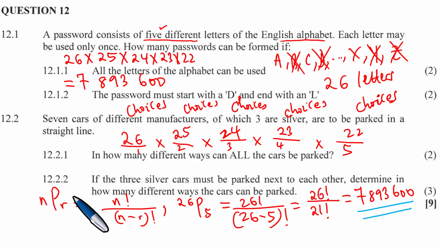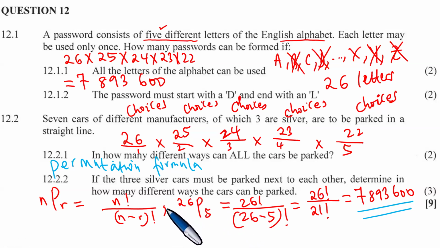Or you can use what you call the permutation formula. What is the permutation formula? The permutation formula is nPr, and nPr is n factorial divided by (n minus r) factorial.